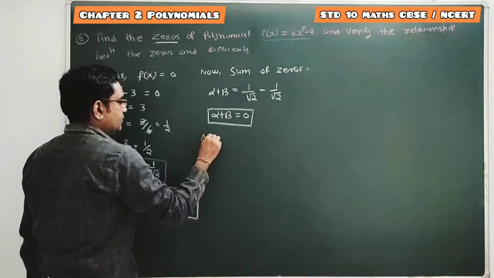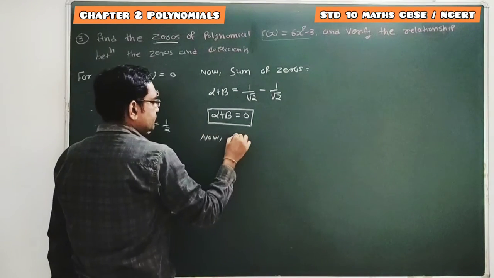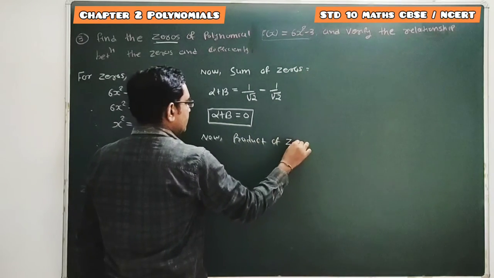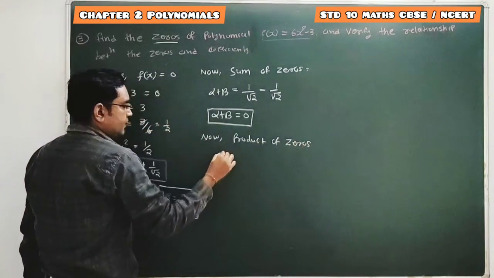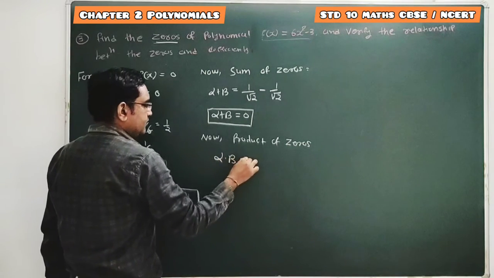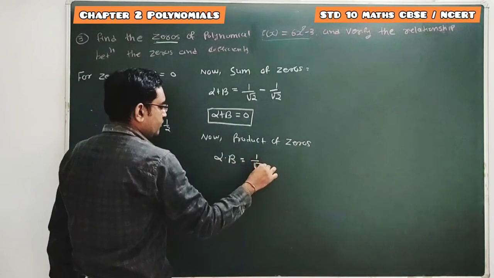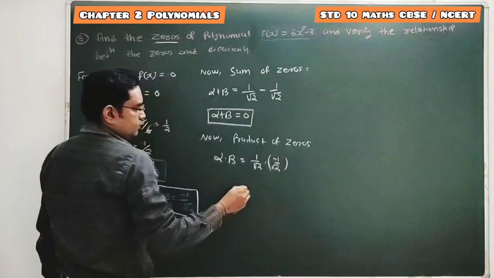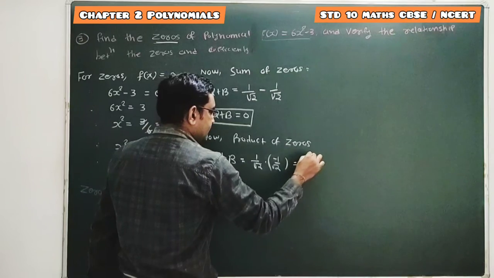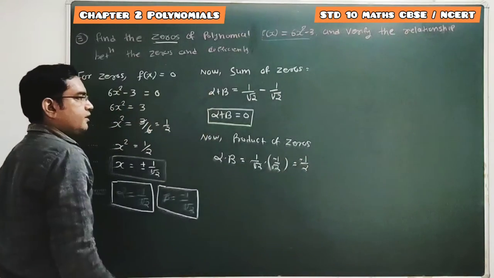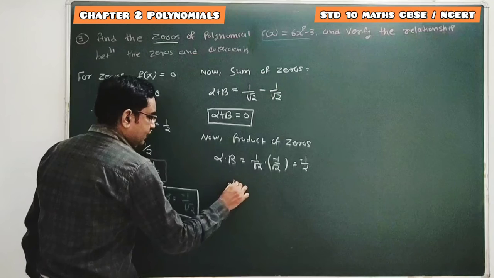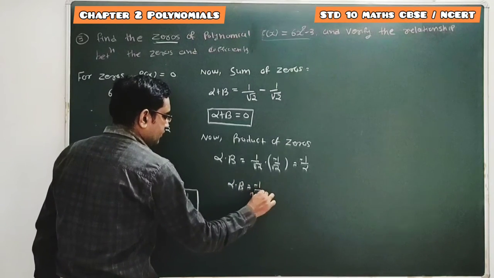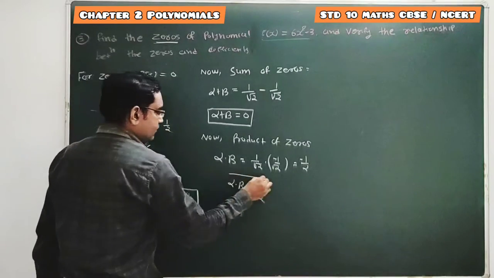And then we will find the product of zeros. Product means multiplication. Alpha into beta is equal to 1 upon root 2 multiplied by minus 1 upon root 2. So this product is nothing but minus 1 by 2. Done. So alpha into beta, the product of zeros, is minus 1 by 2.